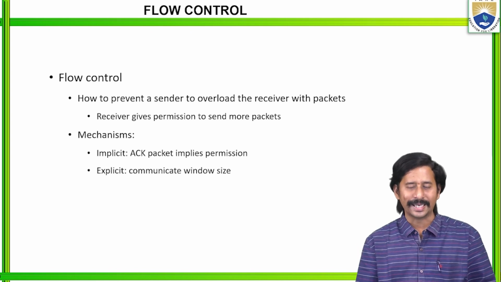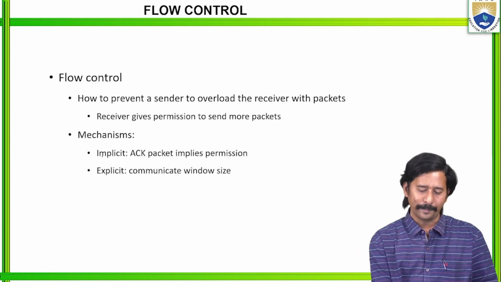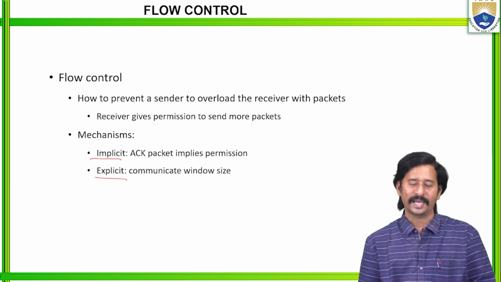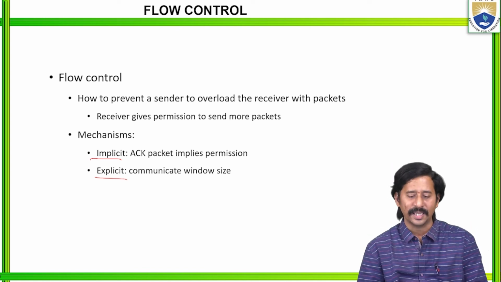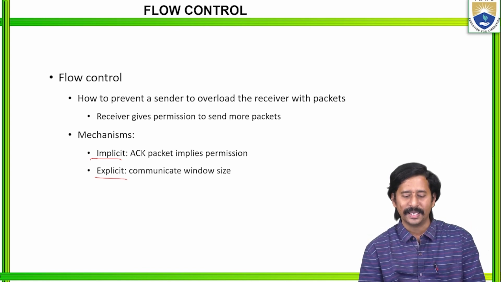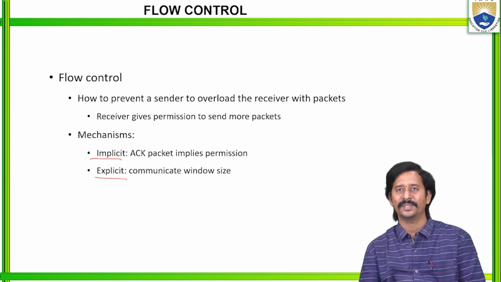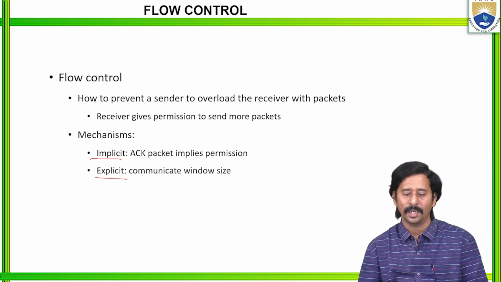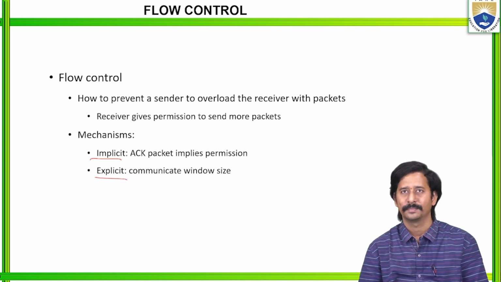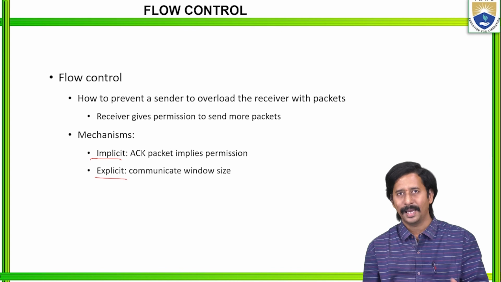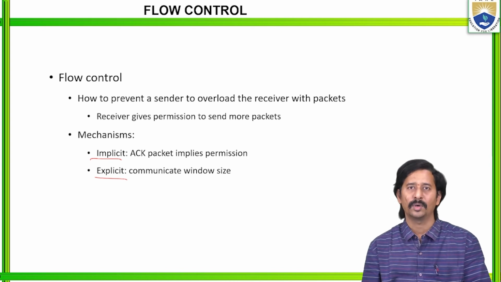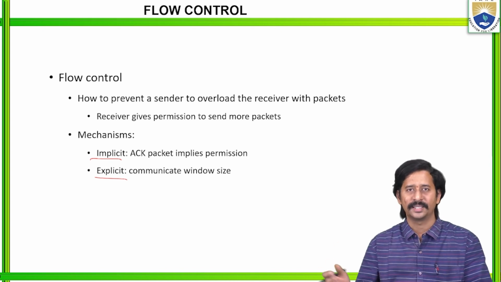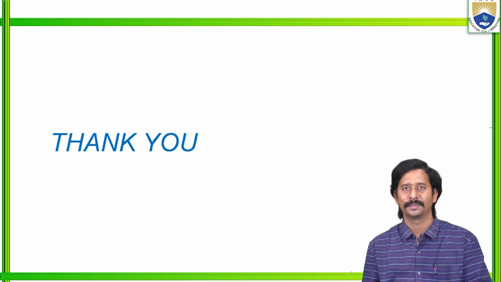Then what are the various mechanisms for this flow control? Implicit as well as explicit flow control. Implicit means the acknowledgement packet implies permission, whereas explicit means communicating the window size. Right? So there are some algorithms for this flow control in the data link layer. We will discuss them in the next sessions.